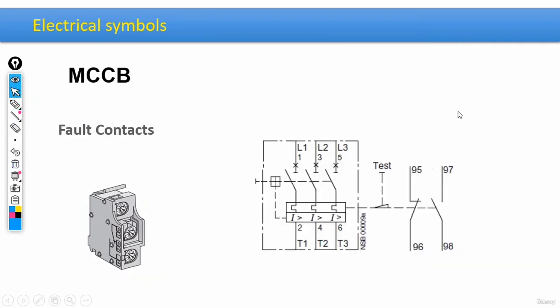Also, guys, another feature, or a sub-item, that we have in such breakers is called fault contact. As you know, guys, for any reason, we might have problems such as short circuits or overloading in our whole system. And this is exactly where we can use fault contacts. Now, they could be specified by numbers such as 95, 96, 97, and 98.